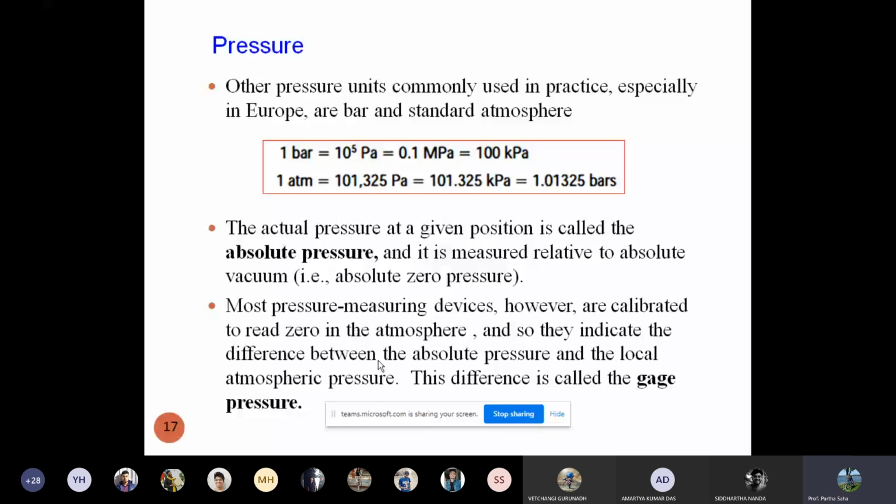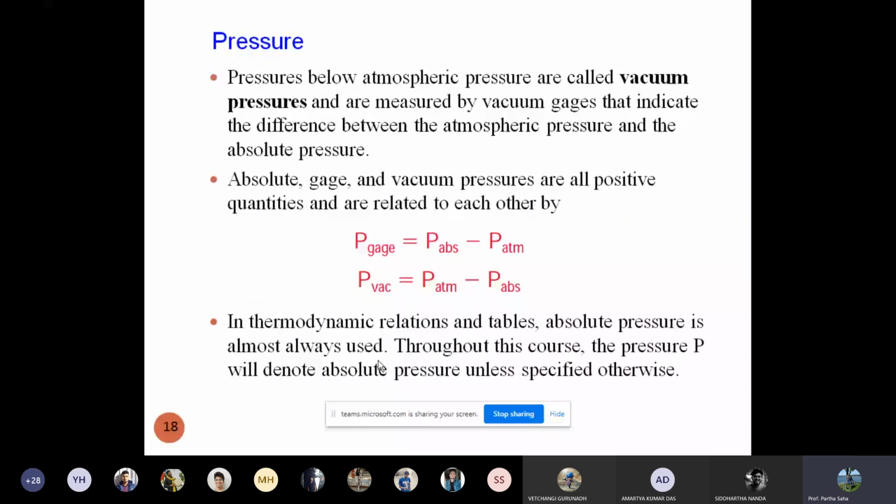Let's look into this. The expression is given: gauge pressure is absolute pressure minus atmospheric pressure. Why? Because a football may be in a pressurized condition, let's say 1.5 bar, but atmospheric pressure is 1 bar. So what will be the gauge pressure? 1.5 minus 1, that is 0.5 bar. That is absolute pressure minus atmospheric pressure, which is gauge pressure. Similarly, for vacuum pressure it is atmospheric pressure minus absolute pressure. But here absolute pressure is below the atmospheric pressure, so it will be a negative pressure.